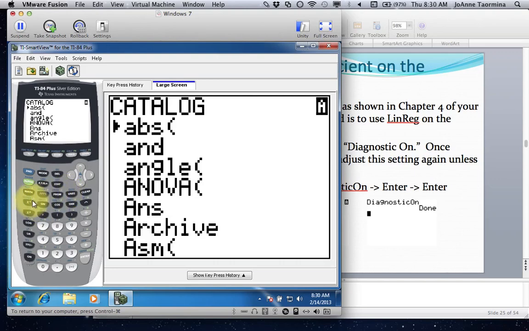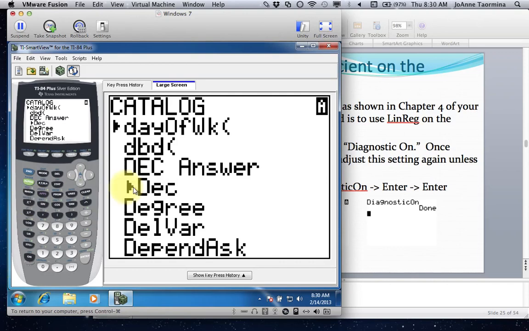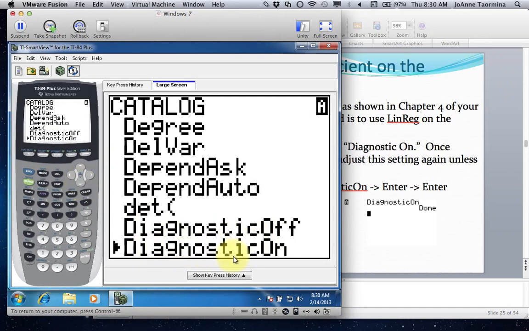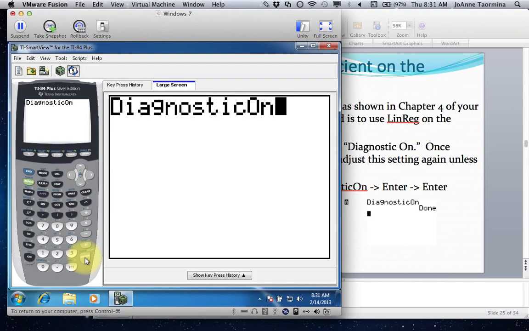Notice that there's an A in the upper right corner. It means we're in alpha mode, which means that any green letter above these keys, if we press a key, it's going to go to that letter. So I'm going to go to the key that says x to the negative 1, because there's a D above it. Okay, so I'm now in the D's. I want to go down to diagnostic on. So scroll your cursor downward. Okay, there's diagnostic off and diagnostic on. So highlighting diagnostic on, hit enter. With it on your home screen, hit enter again, and it's done.